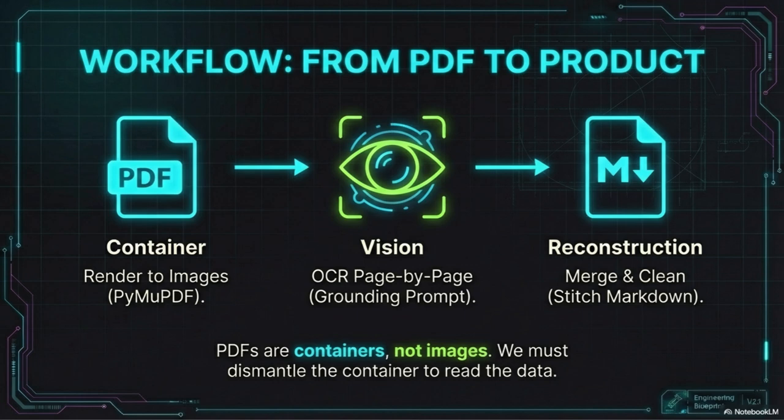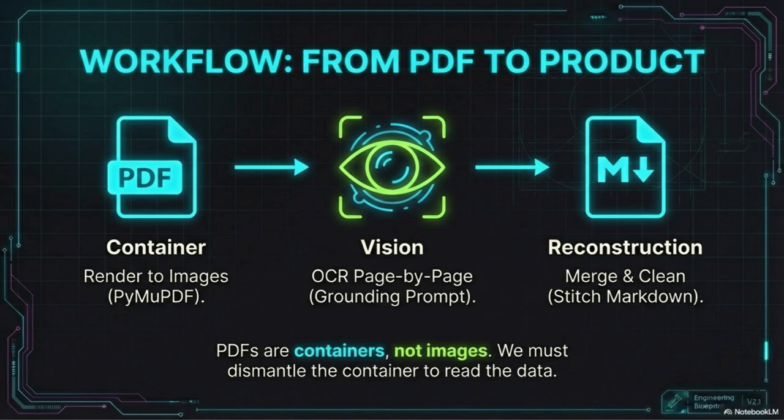You need a workflow. So, step 1. Render each page of the PDF into an image. A library like PyMuPDF is perfect for that. Step 2. Run DeepSeek OCR page by page. And then the part that's harder than it sounds. Step 3. Merge all that markdown together. Why is that so hard?